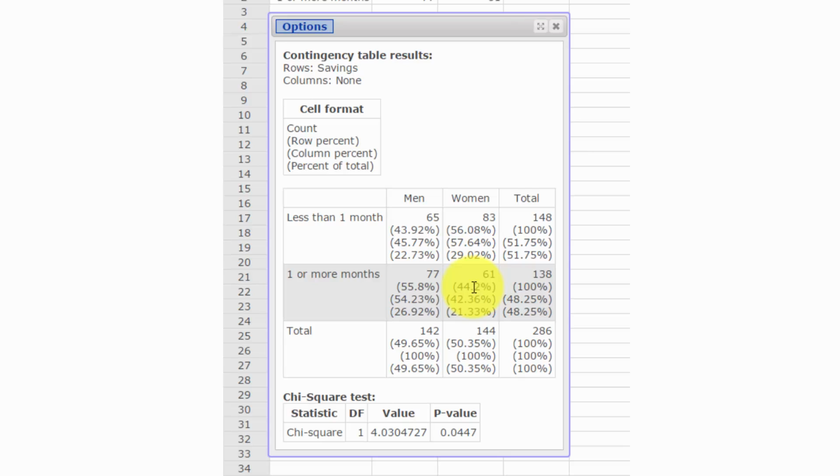And really, that's all you need to do to calculate any of the various conditional probabilities associated with this particular survey or any survey that you can put in tabular form.